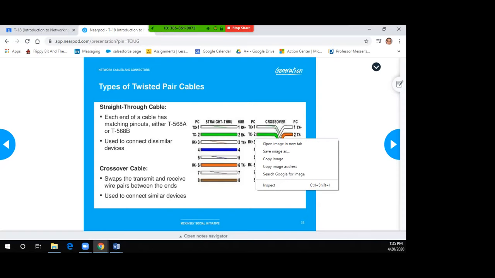Very similar. You see then that on one end, I'm using the color coordinating with A, while on the other end, I'm using the color coordinating with B. That would create a crossover cable. It swaps the transmit and receive pairs. And basically, you could actually connect without having a switch or a router or a hub. You can actually connect two computers together with a crossover.